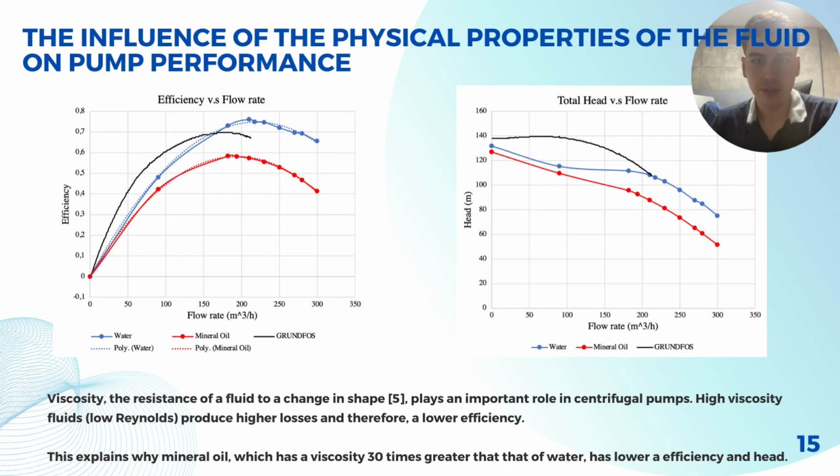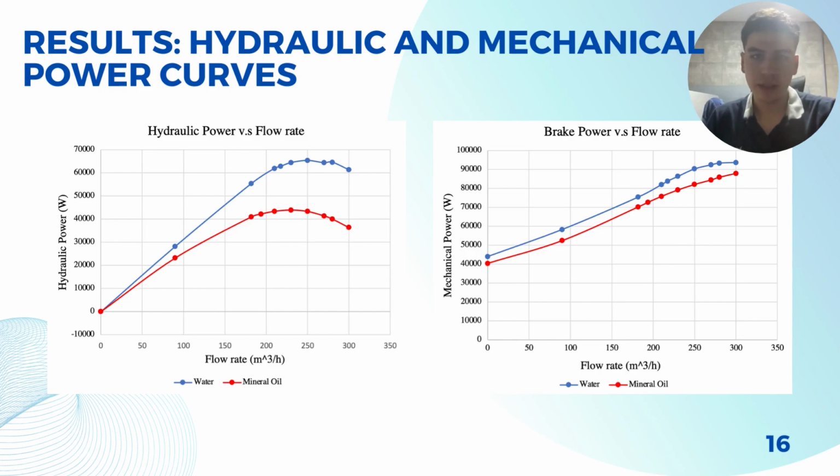This is because the oil's viscosity is roughly 30 times greater than water's, and higher viscosity results in higher losses, and therefore a lower efficiency and total head. The hydraulic and mechanical power curves follow the same trend. The results for mineral oil are lower due to its higher viscosity, and it is important to notice that in all of the curves, the results for both oil and water are similar to each other.